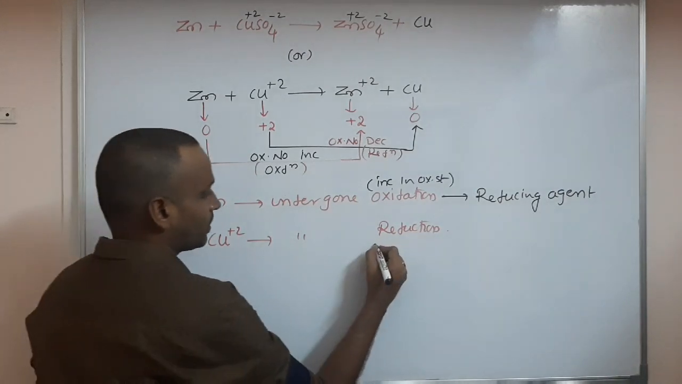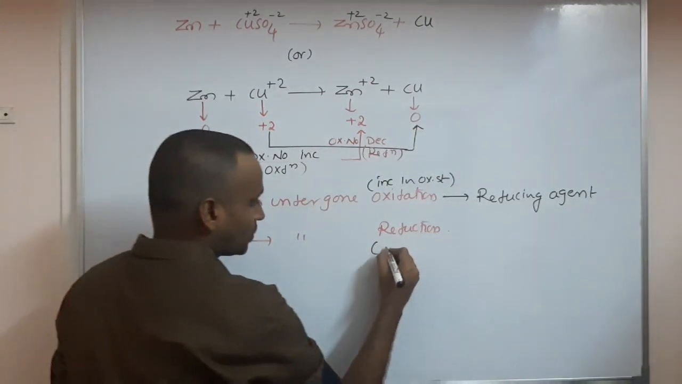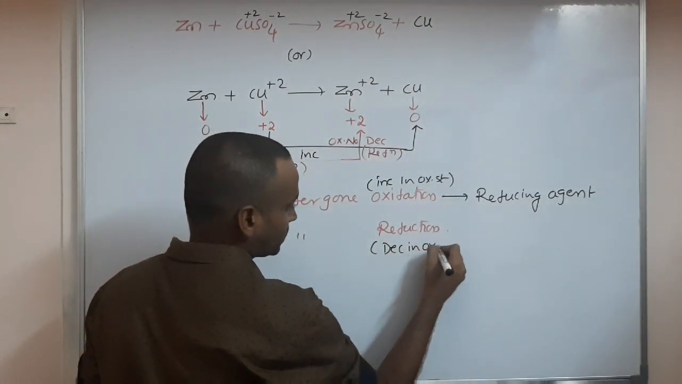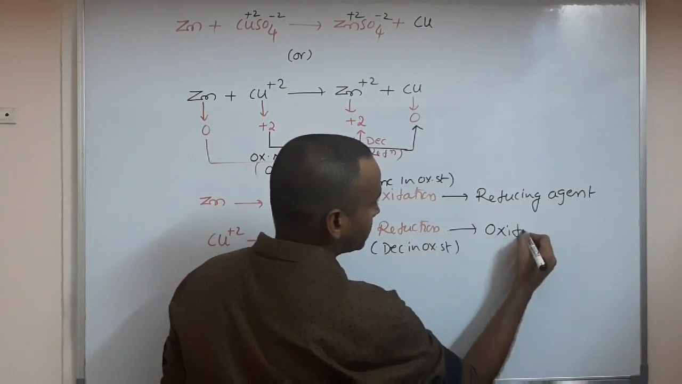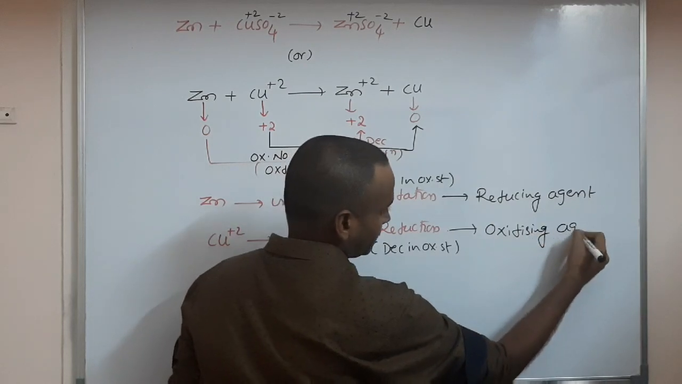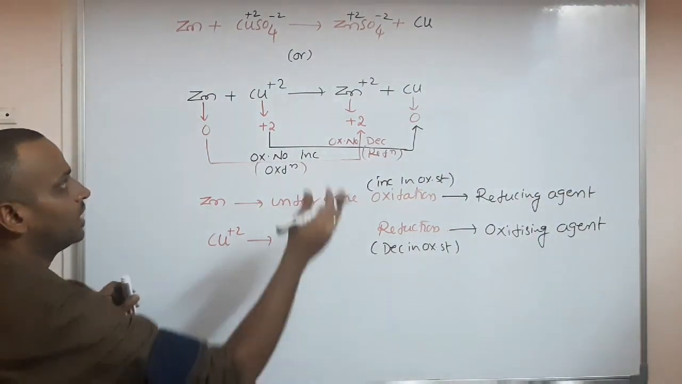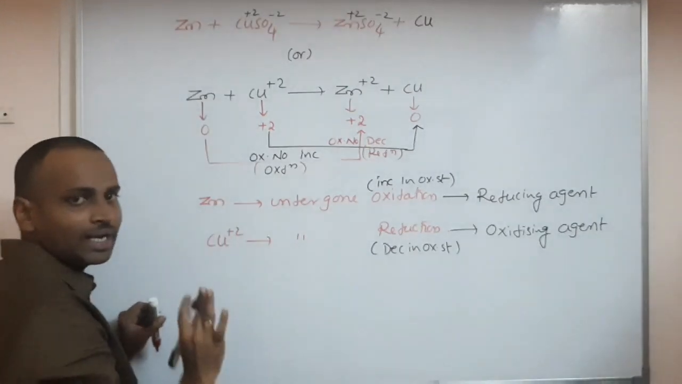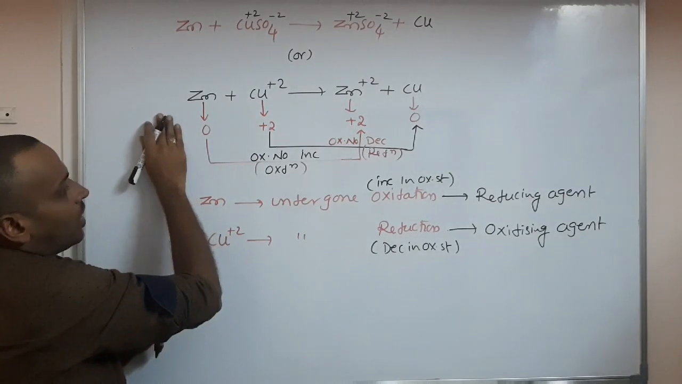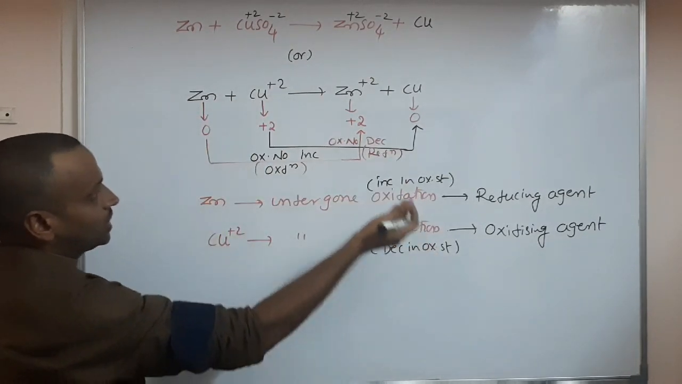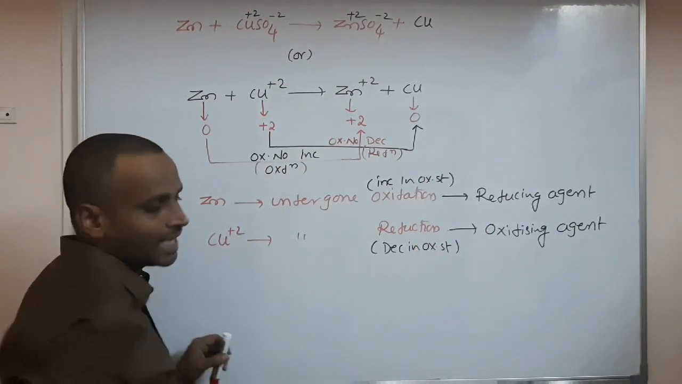Cu2+ underwent reduction, because it changed from copper plus 2 to copper 0. So a decrease in oxidation state happened. So it underwent reduction, which means it is the oxidizing agent. Okay, the reverse reaction won't happen. Why? I'll tell you. So this reaction happened. In this, zinc underwent oxidation and Cu2+ underwent reduction. So we can say zinc is a reducing agent and Cu2+ is an oxidizing agent.